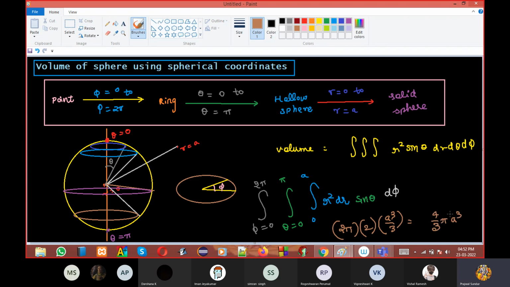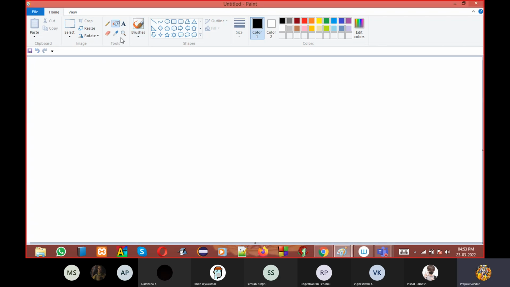Tell me, how was it? From a point you are going to a ring. From a ring you are going to a hollow sphere. From a hollow sphere you are going to a solid sphere. This is how you will get the volume of the sphere. Any doubt? Tell me. Ma'am, in the sheet she just wrote the limits. I have explained to you, visualize the limits. Okay, just please ask.